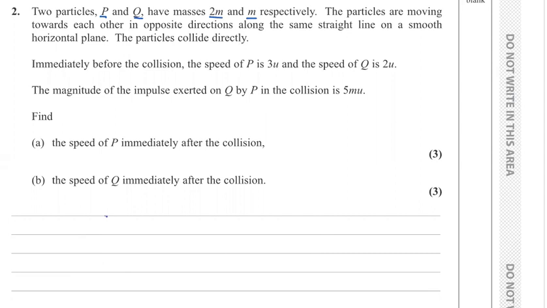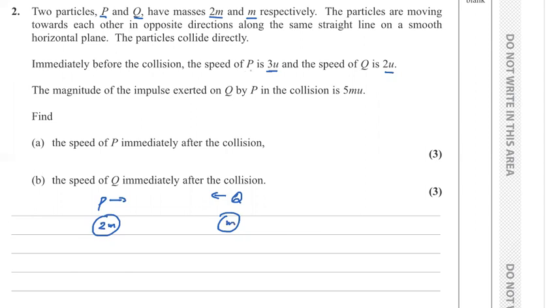Let's suppose this is particle P and this is particle Q. As per the question, the particles are moving towards each other in opposite directions. Let's suppose this is the direction of P and this is the direction of Q. The particles collide directly. Immediately before the collision, the speed of P is 3u and the speed of Q is 2u. The mass of P is 2m, so I will write 2m. The mass of Q is m.